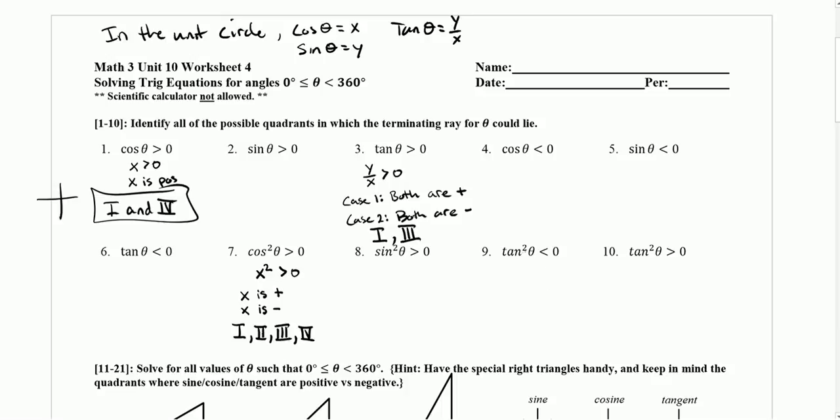Number 9, we have that the tangent squared is less than 0. Tangent is y over x, and when we square that value, we're going to get something negative. So hopefully you recognize that there's something wrong with this, because when you square a number, as long as the number is real, and all the values on the unit circle are real, you should get a positive answer. And here we're getting a negative answer, and so this is impossible. There's no solution. Because when you square a number, you need to get a positive answer.